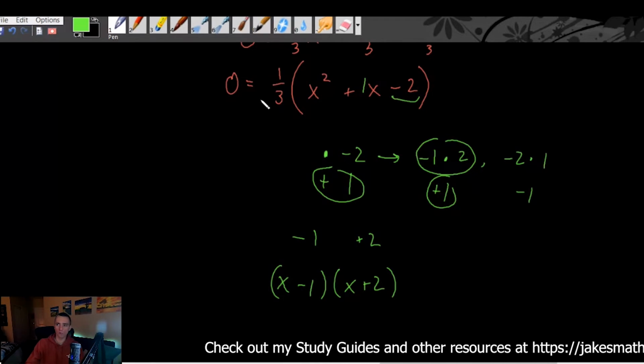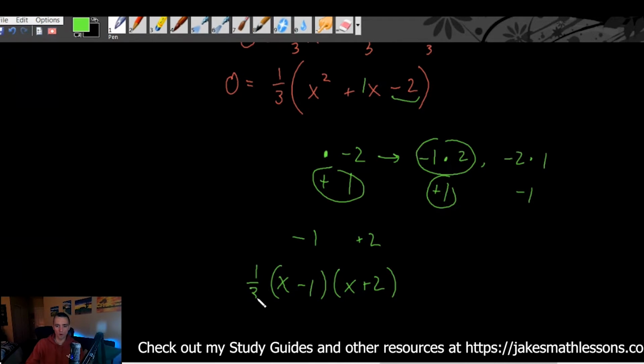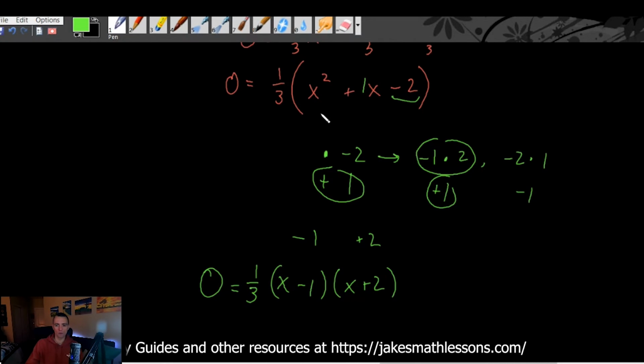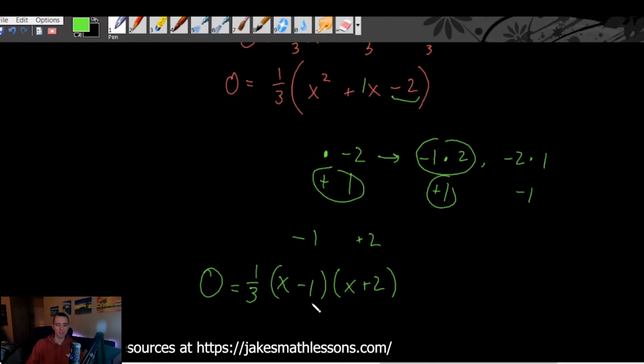And then we still need to keep this 1/3 out front if we're going to make sure to factor that correctly. And that's all equal to 0. So basically we could factor out this x squared plus x minus 2 into x minus 1 times x plus 2. If you ever want to double check that you did that right, you could always FOIL this out and see if you end up back where you started.